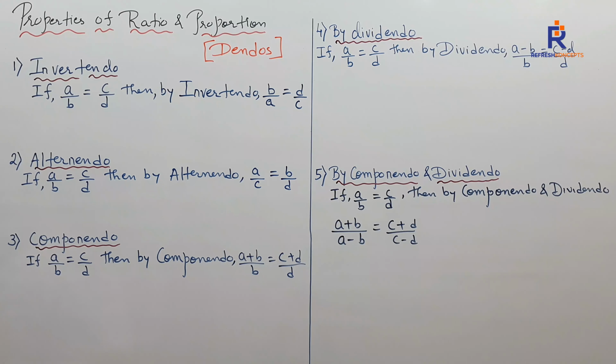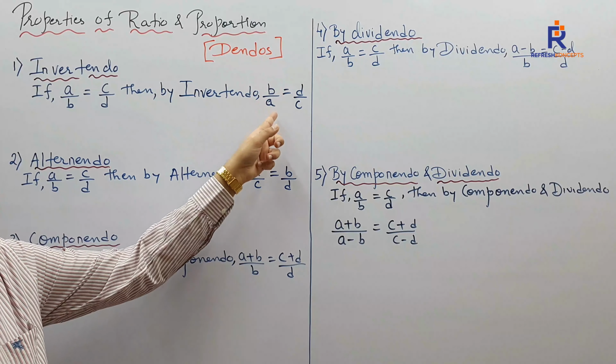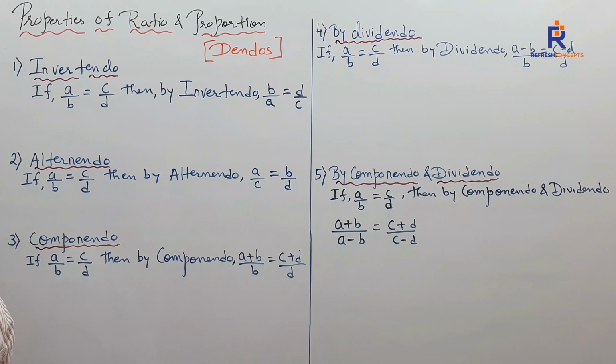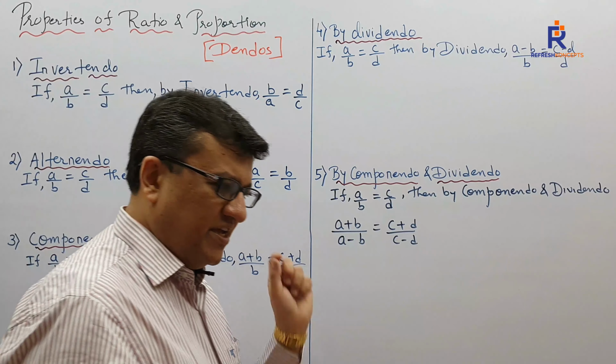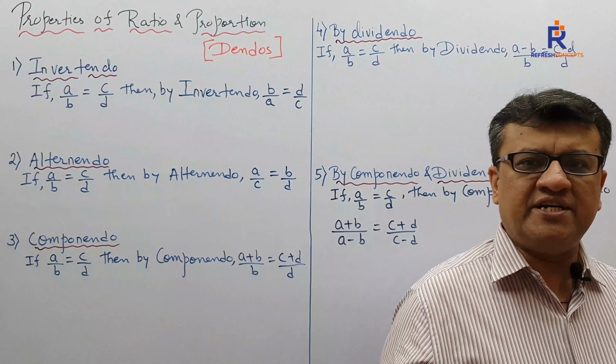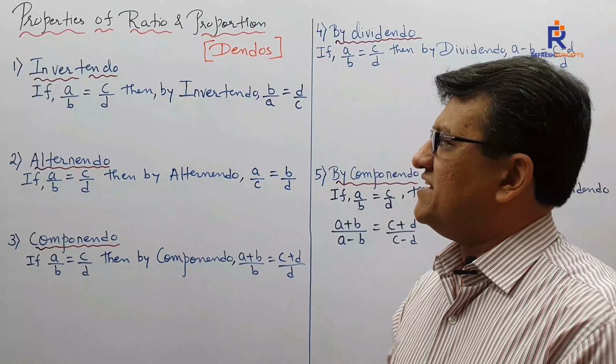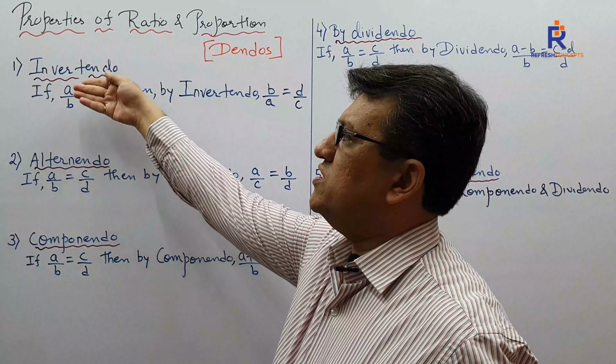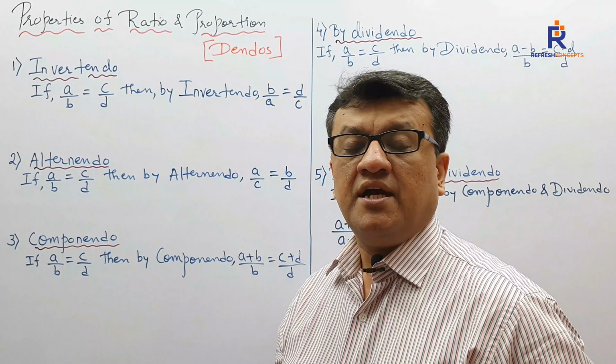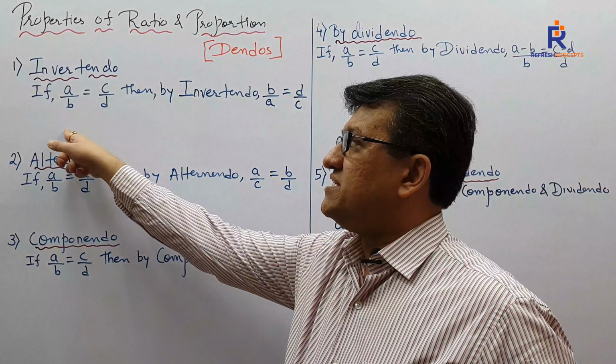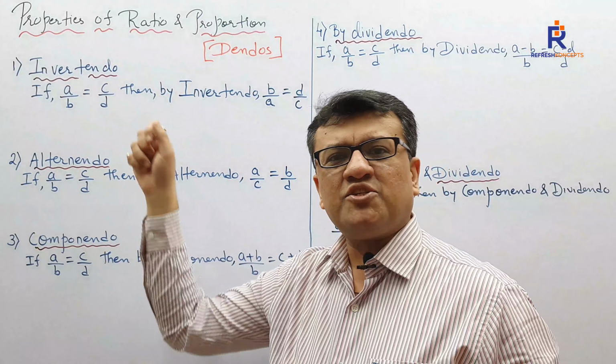Invertendo. Now what is this invertendo? Let's understand. If A by B is equal to C by D, then by invertendo it is B by A is equal to D by C. So if you see, many of you have understood it. What we have done is we have just inverted the values of A and B. Now whatever we do to the LHS, the same thing should happen to the RHS also.